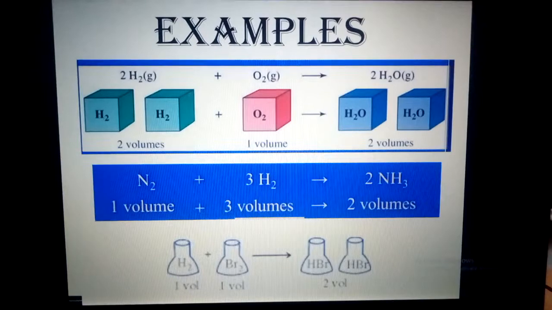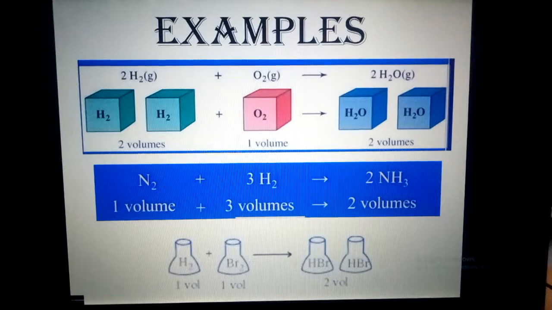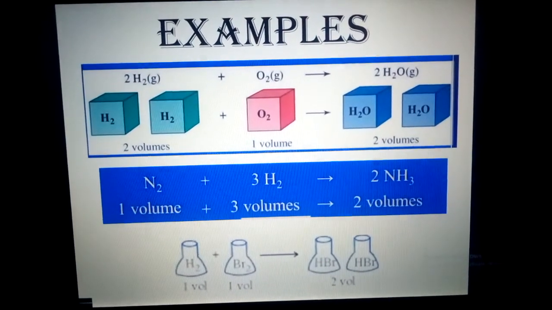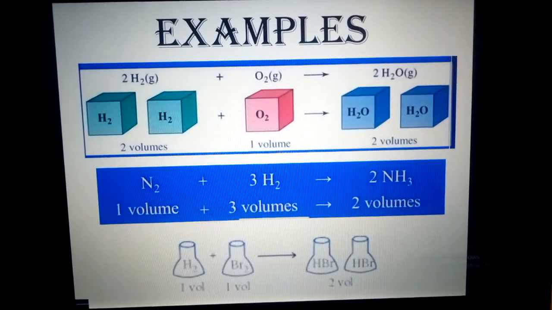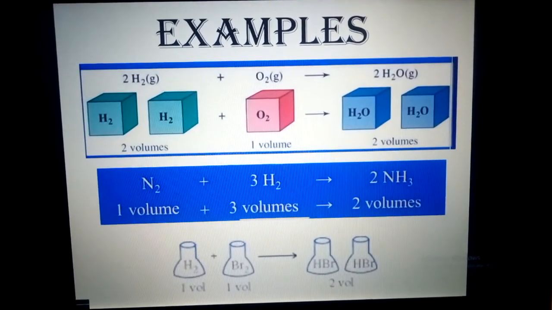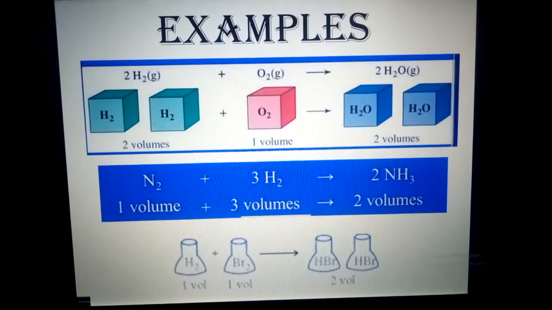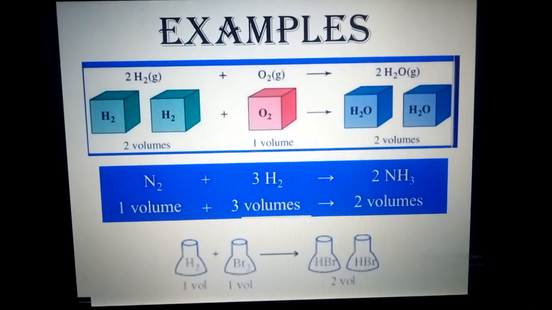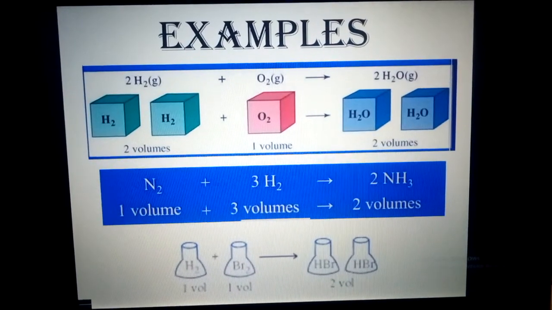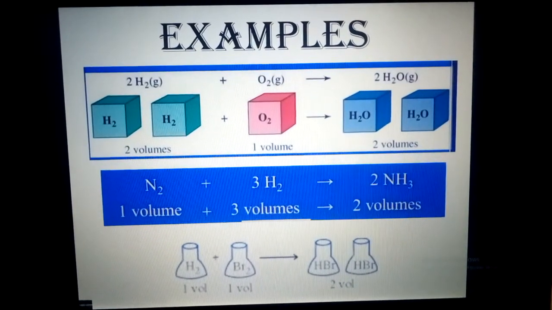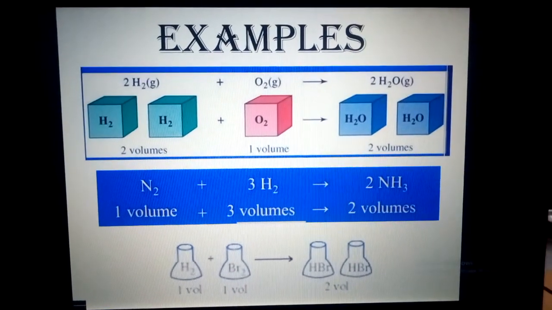In the examples given, we can see that 2 volumes of hydrogen combine with 1 volume of oxygen to give 2 volumes of water. Thus, the volumes of hydrogen and oxygen which combine bear a simple ratio of 2:1. In the second example, the volumes of nitrogen and hydrogen which combine bear a ratio of 1:3. Similarly, in the next example, 1 volume of hydrogen reacts with 1 volume of bromine to give 2 volumes of hydrogen bromide, bearing a ratio of 1:1 with each other.